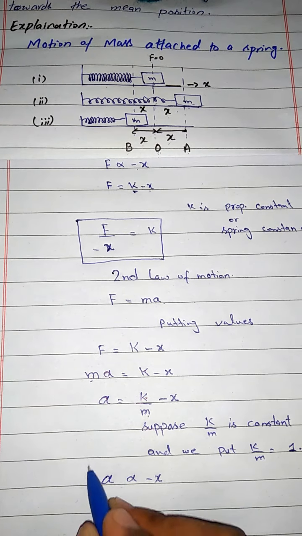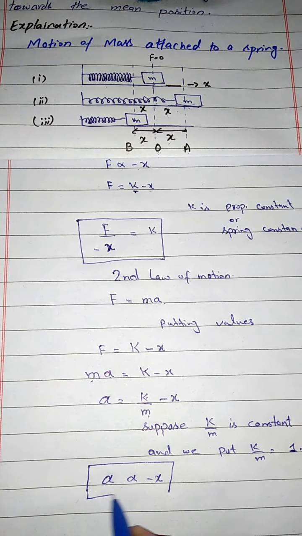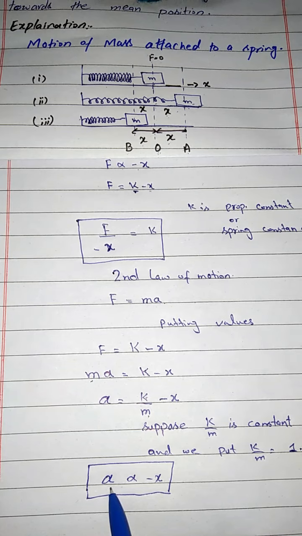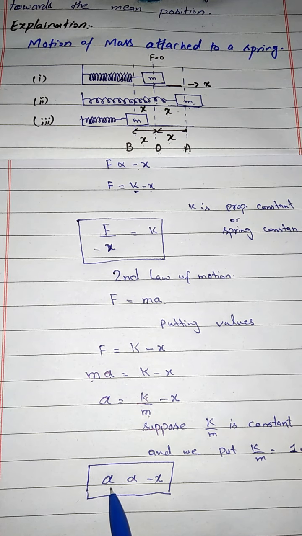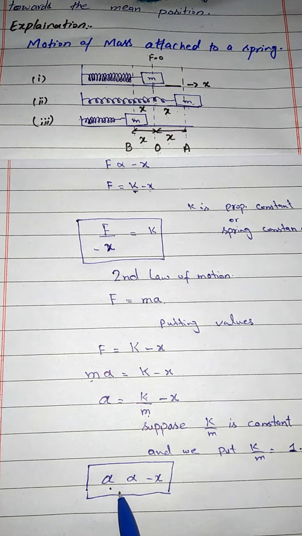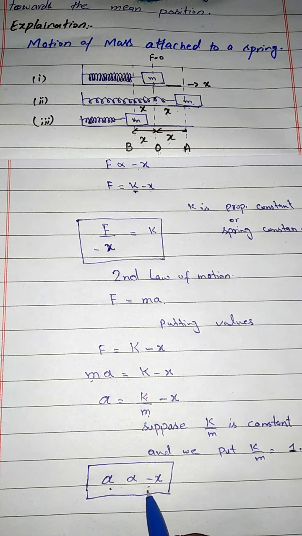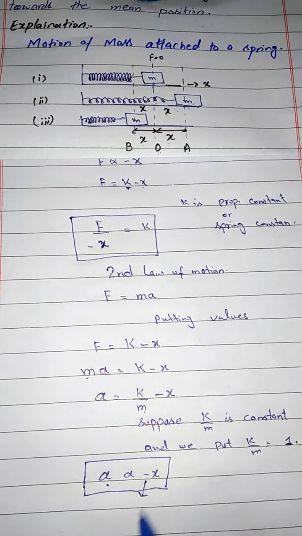a equals minus x. This is the definition that the acceleration of a mass attached to a spring is directly proportional to its displacement from the mean position. Hence, the horizontal motion of a mass spring system is an example of simple harmonic motion. The negative sign means that the force exerted by the spring is always directed opposite to the displacement of the mass, because the spring force always acts towards the mean position. It is sometimes called the restoring force.